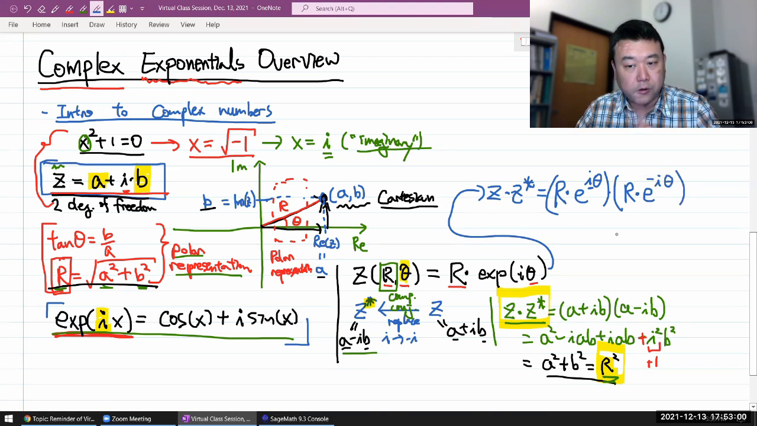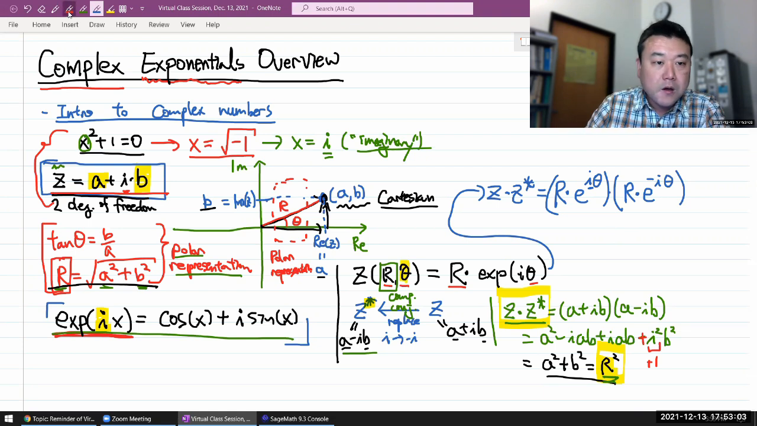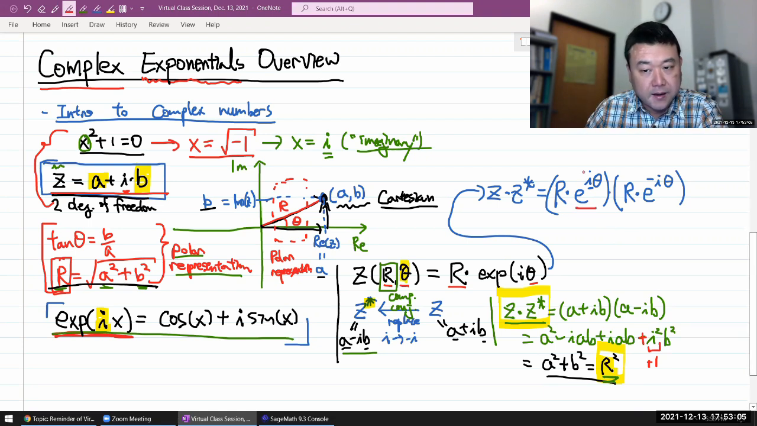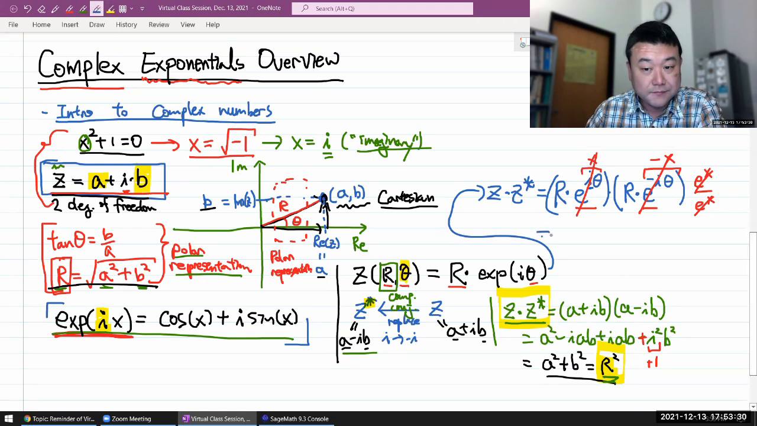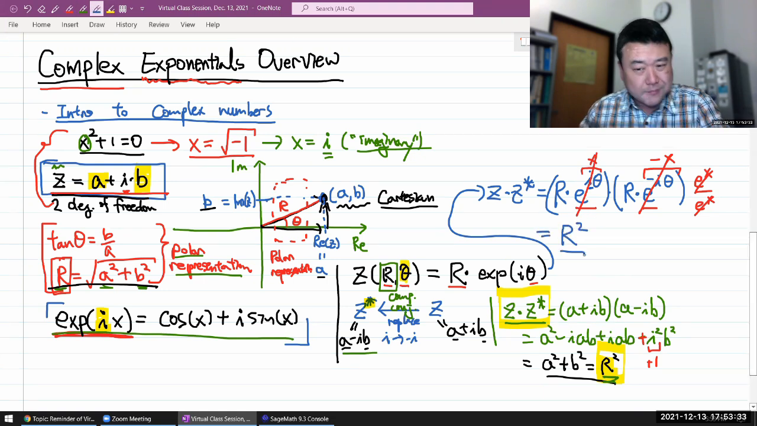Now, if you recall the exponential algebra, when you have e to the i theta, call this x if you want, times e to the minus i theta, or minus x, e to the x times e to the minus x is like e to the x divided by e to the x. So they will cancel out, and it results in r squared. In some sense, this is a much simpler calculation than what you saw here, and the result is the same.